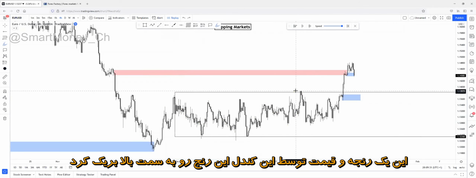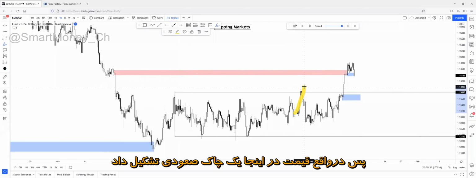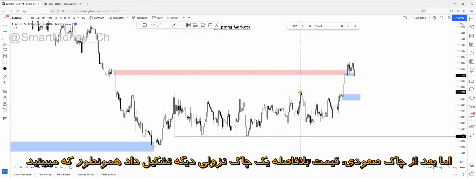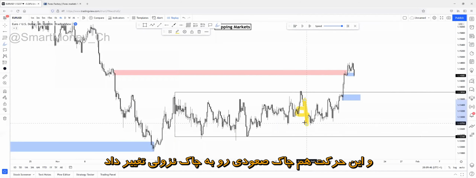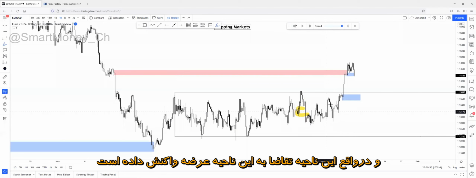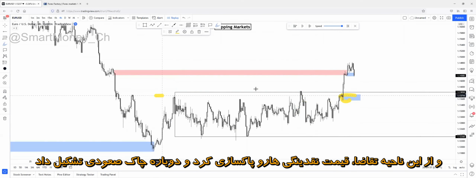Price broke above this range, as you can see here with this candle. So basically it changed character to the upside with this candle. And after changing character to the upside, it immediately changed character back to the downside here, as you can see, because this was the last demand zone that changed character to the upside here. And this movement changed back character from demand to supply. So basically that means this demand zone was reacting on this supply zone, and from this demand zone, price swept the range and changed character back again.